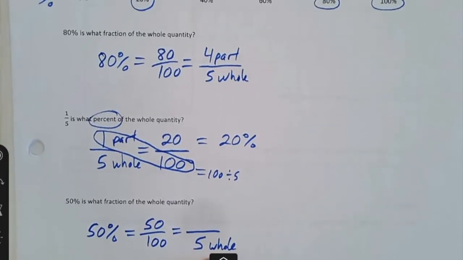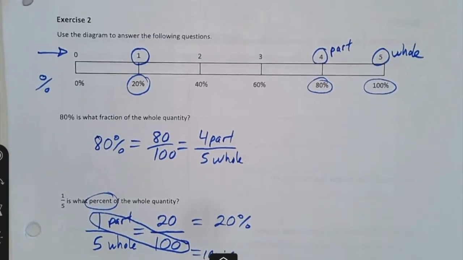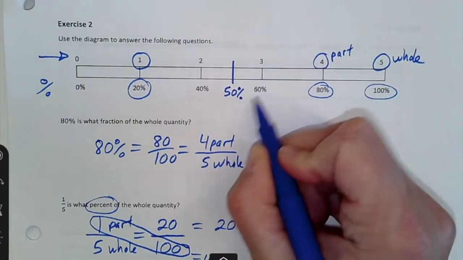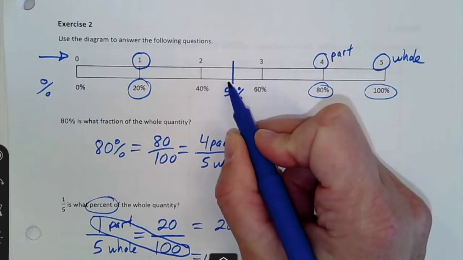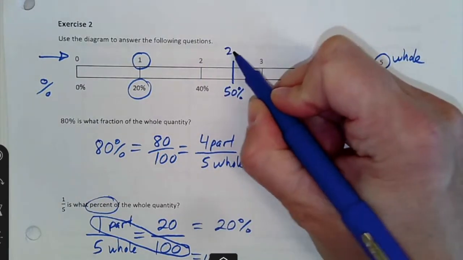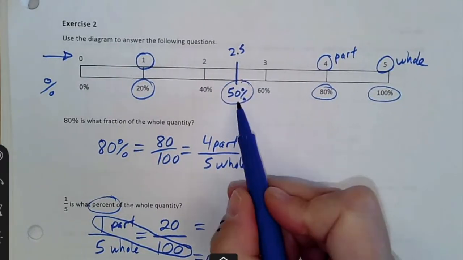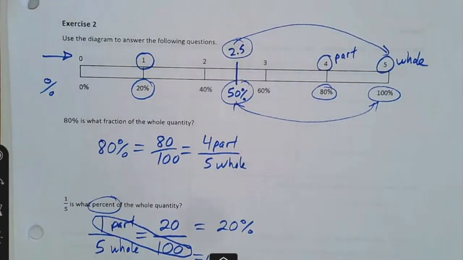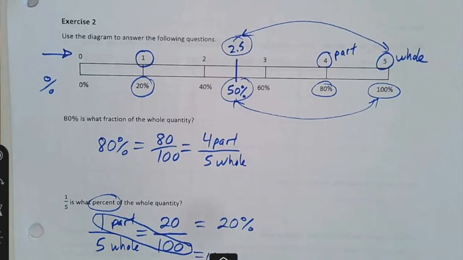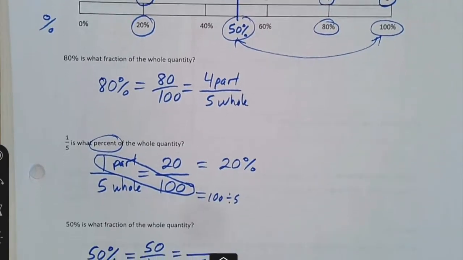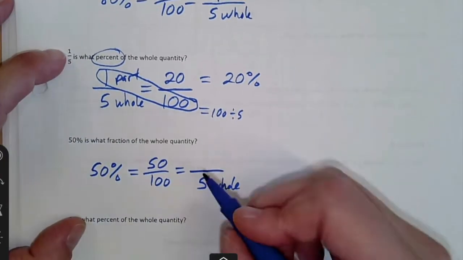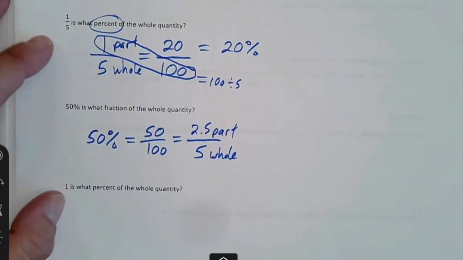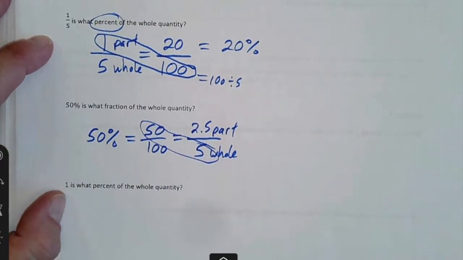So let's come up here to the tape diagram. If I had to put 50%, I would put the percent right here. 50% is right in between 40 and 60, right? Right in half, right in the middle. Then what's right in the middle of 2 and 3? 2.5. So it's 50% out of 100 when you're looking at percents, but 2.5 out of 5 when you look at the quantity. So when I move this up here, then 2.5 would be the part out of the whole. So some people start to see this. Again, you could solve this with cross products to figure that out.